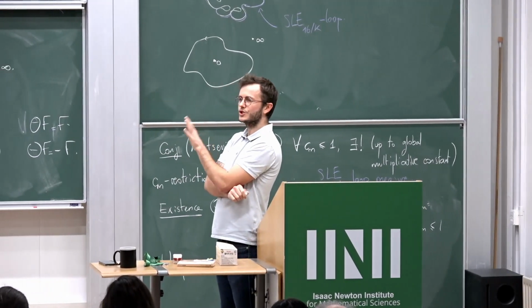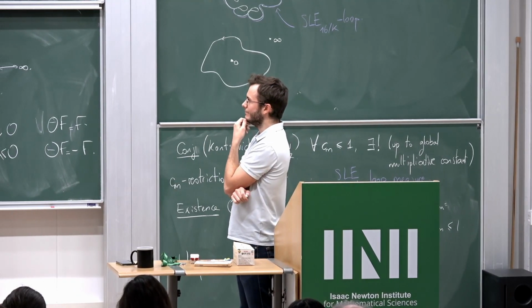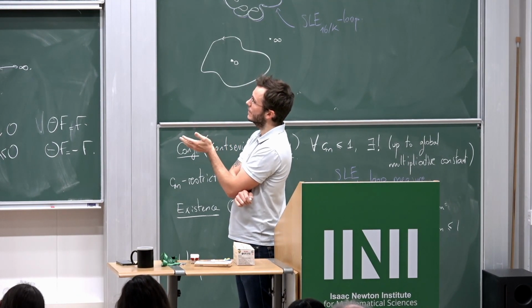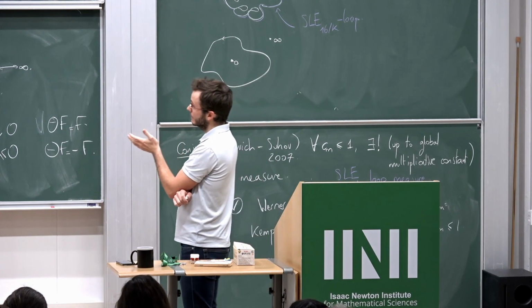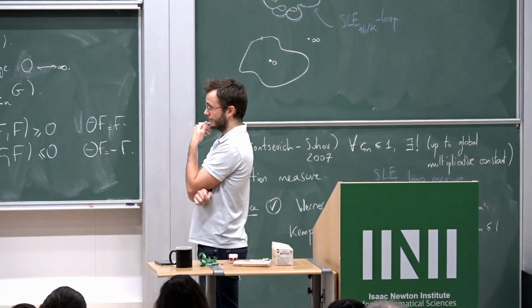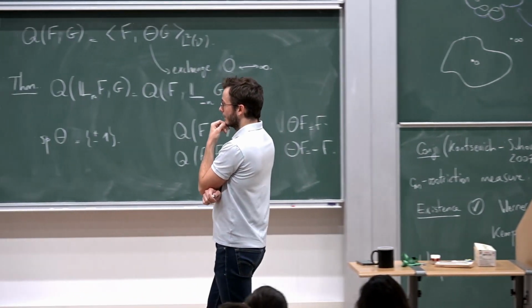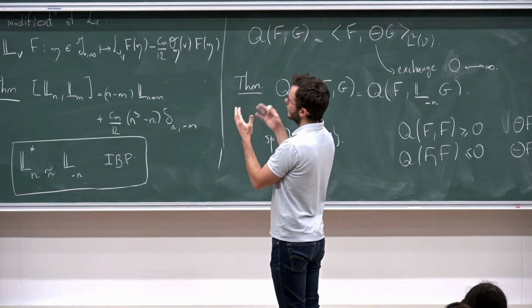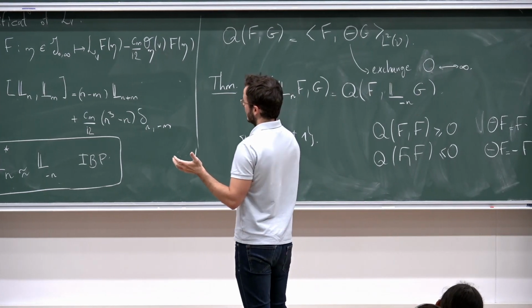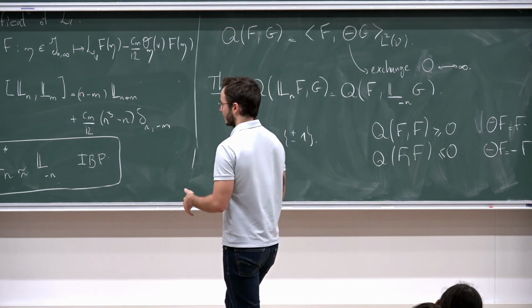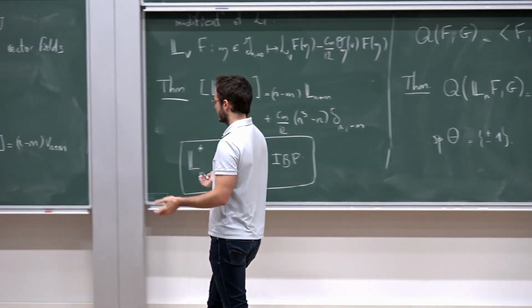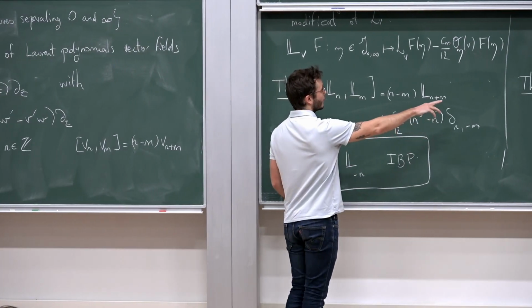So now let's try to wrap up. I had a measure that satisfies this conformal restriction property. From this conformal restriction property, I want to derive some sort of integration by parts formula, which is exactly what's written on this board over there.